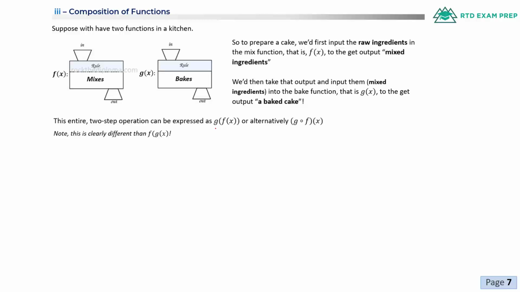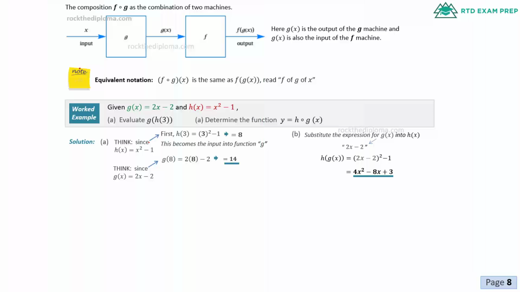I'd like to draw your attention to this notation and point out that it means the same as this notation. Sometimes people confuse this composition notation with being a multiplication, but they are quite different. I'd also like to point out again that g of f of x is not the same as f of g of x. The order will be different. So let's look at a worked example with a composition of two functions.